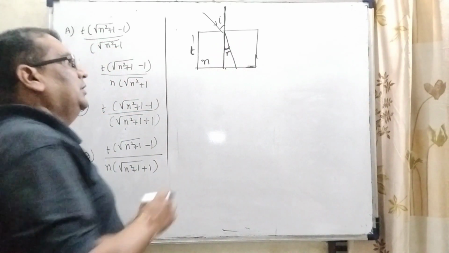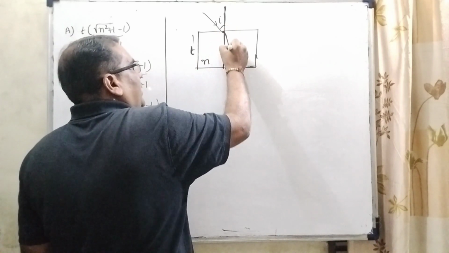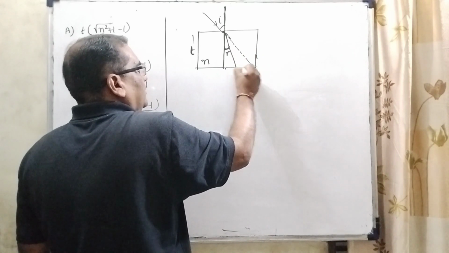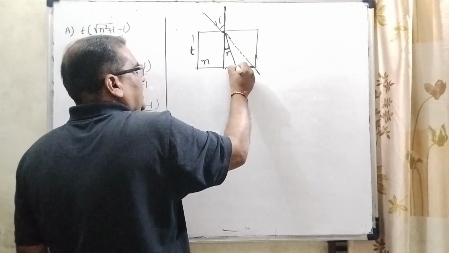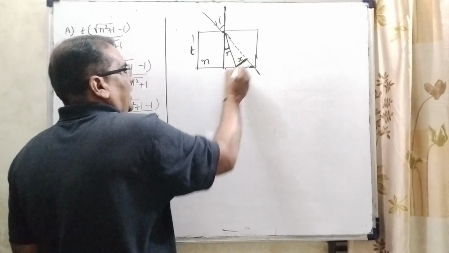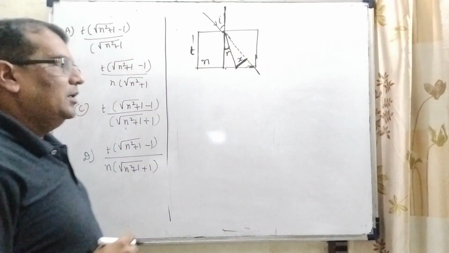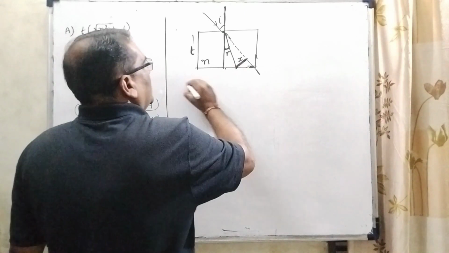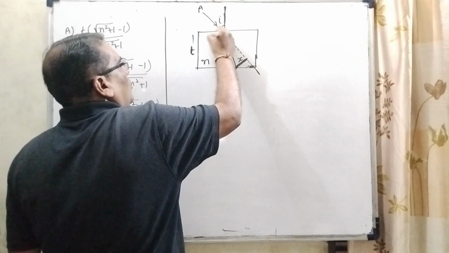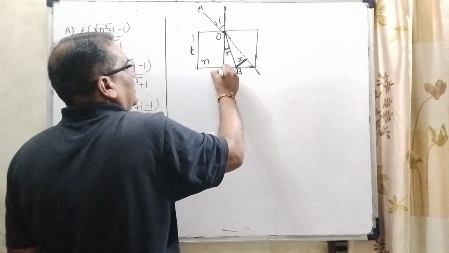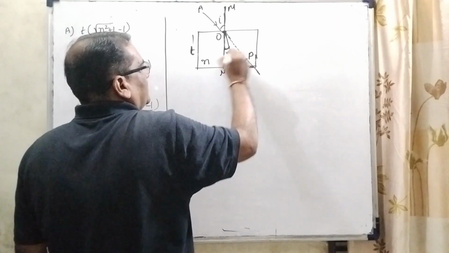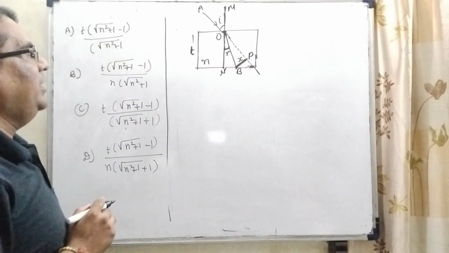If suppose there is no refraction, then the original path would be like this. So here we can say that is the shifting. This distance is x, that is the lateral shift. Is it okay? So we have labeled the whole diagram A, O, B, here M and P. Okay, so here we have labeled the whole diagram.